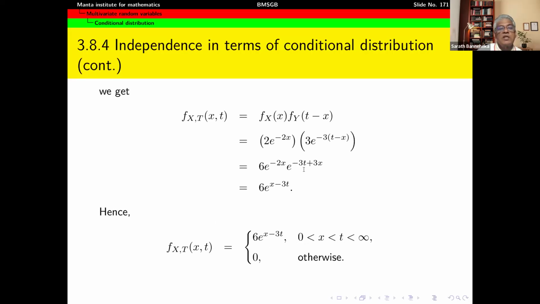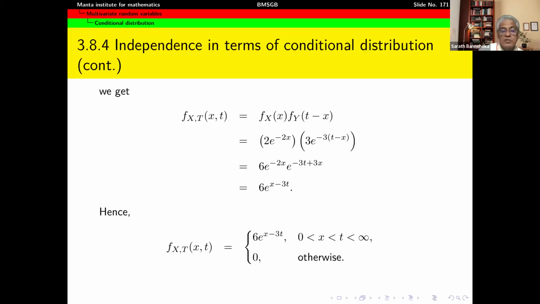Therefore, we can get the expression clearly. So this is the expression that we get. The joint density of X and T will be given by this expression, where of course we know that X is between 0 and infinity. T is also between 0 and infinity, but T is X plus Y. Therefore, X has to be less than T. Right. So therefore, more completely, I can write down the joint density function of X and T as this expression, writing down the support explicitly like this, right?